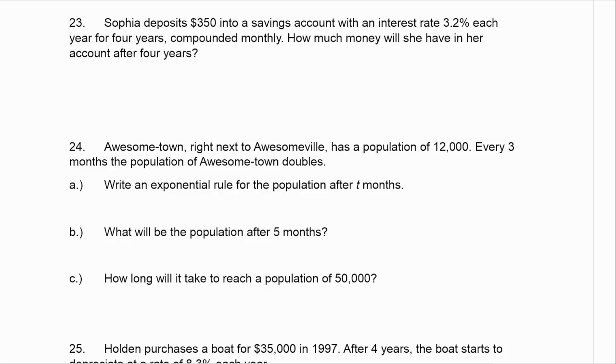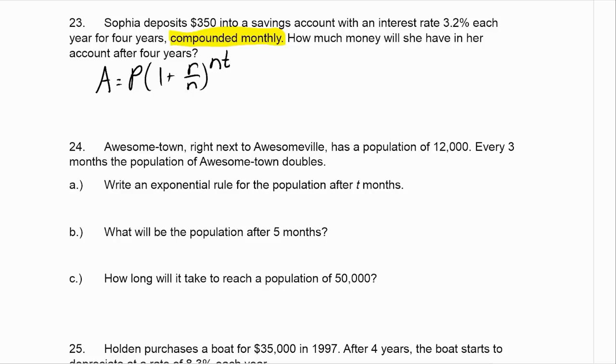Sophia deposits $350 into a savings account, and so on. I can go through the whole explanation, but more specifically I'm going to look at the part where it says compounded monthly. Once you see that, talking about the way it's compounded, we're going to be working with this specific formula: the amount is equal to principal times 1 plus the rate over n, to the nt.